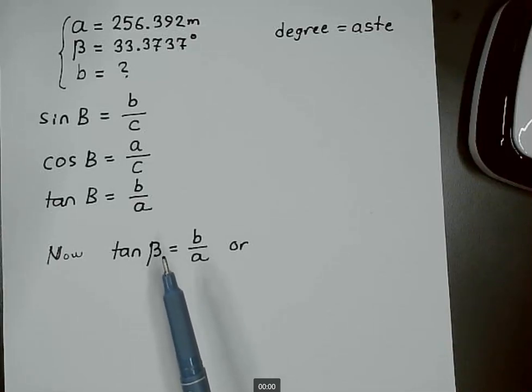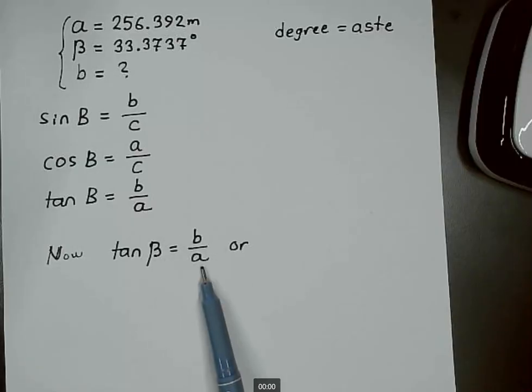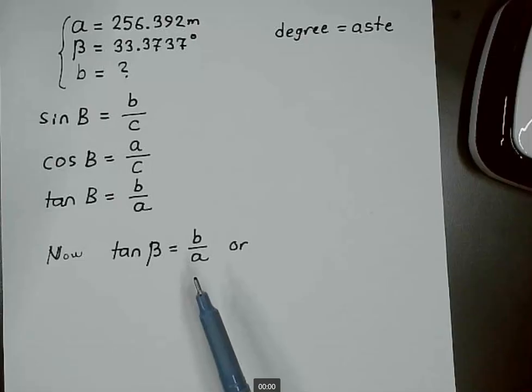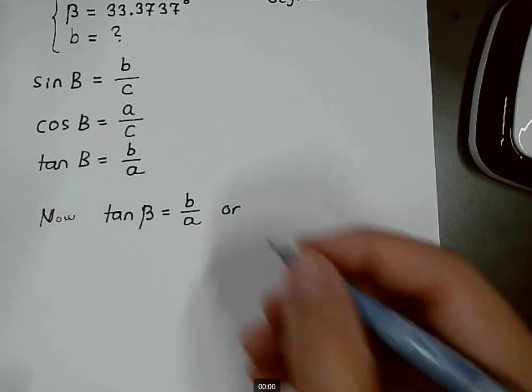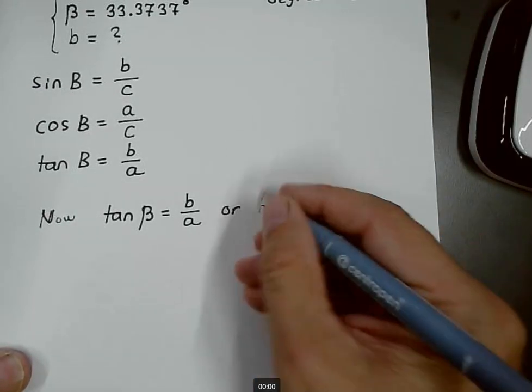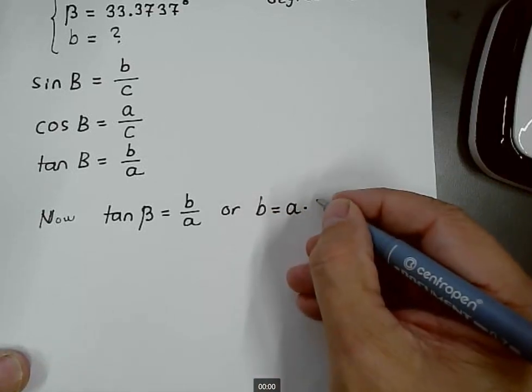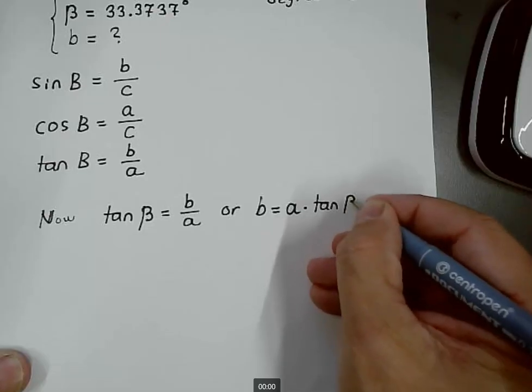We now know beta and we know a. We have to calculate b. How do we get b from these two? Do we divide or do we multiply? Multiply, yeah. So here we get b equals a multiplied with tangent beta.